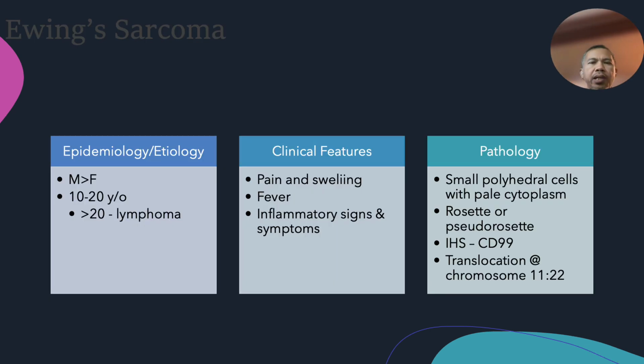Ewing sarcoma affects males more than females, 10 to 20 years old. If your patient is 20 years old, you may entertain more of a possible case of lymphoma, more commonly Hodgkin's lymphoma. Clinical features for round cell tumors are the same for all. You may have constitutional signs and symptoms. Histology of Ewing sarcoma shows a rosette appearance. They are usually positive on CD99 immunohistochemistry.